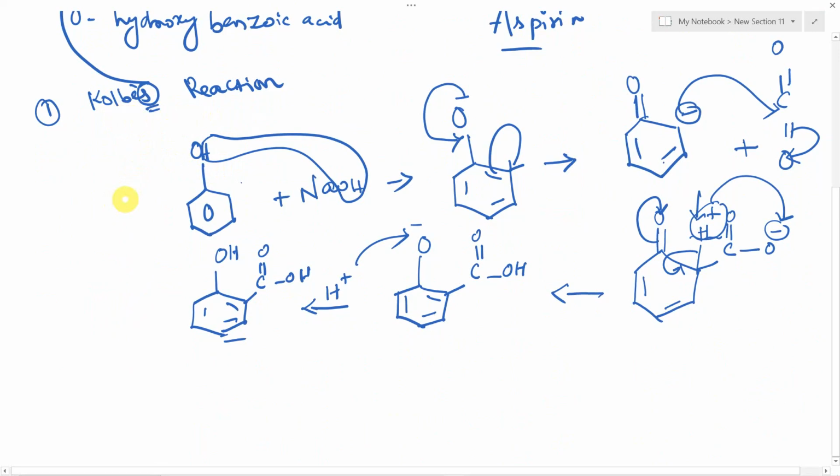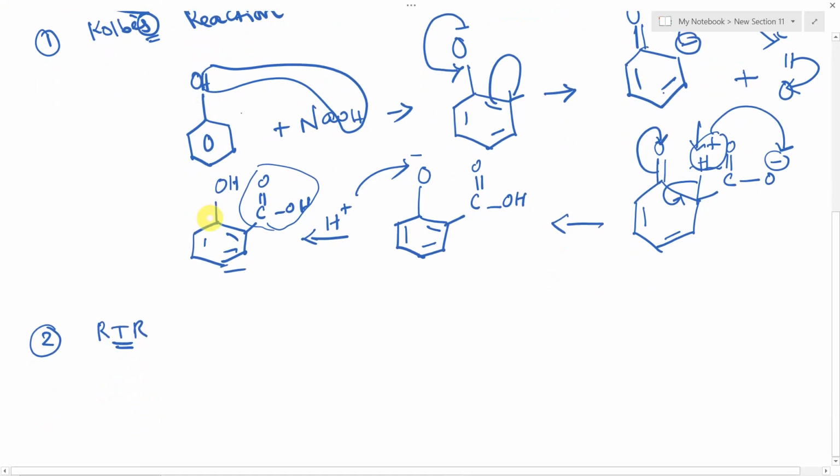Now it's time to know another reaction in which salicylaldehyde is prepared. Do you know what is the structure of salicylaldehyde? Salicylic acid, you know. So here instead of this acid group, if an aldehyde group is present, that is called salicylaldehyde. Okay, let us go for the second reaction which is related to it. It is called the Reimer-Tiemann reaction. The starting product of the Reimer-Tiemann reaction is phenol.